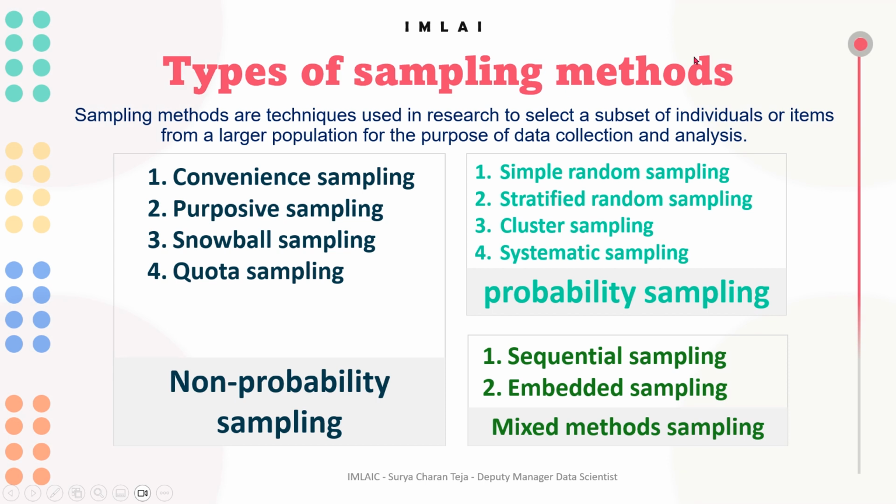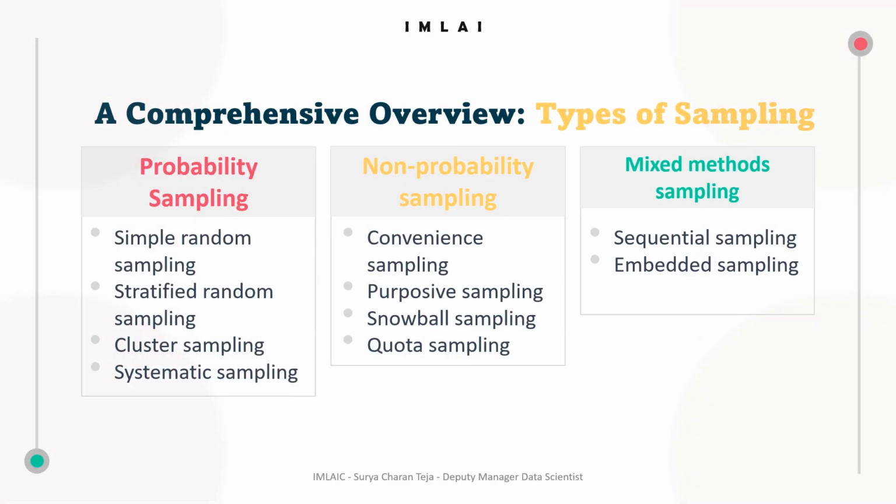However, for us, probability sampling is very useful, more than anything else. So let's spend more time on probability sampling and less time on non-probability sampling. Of course, mixed method sampling will also be useful for us. So we will give more importance to probability sampling and mixed method sampling than non-probability sampling. This is the comprehensive overview of the types of sampling. This is our navigational map.